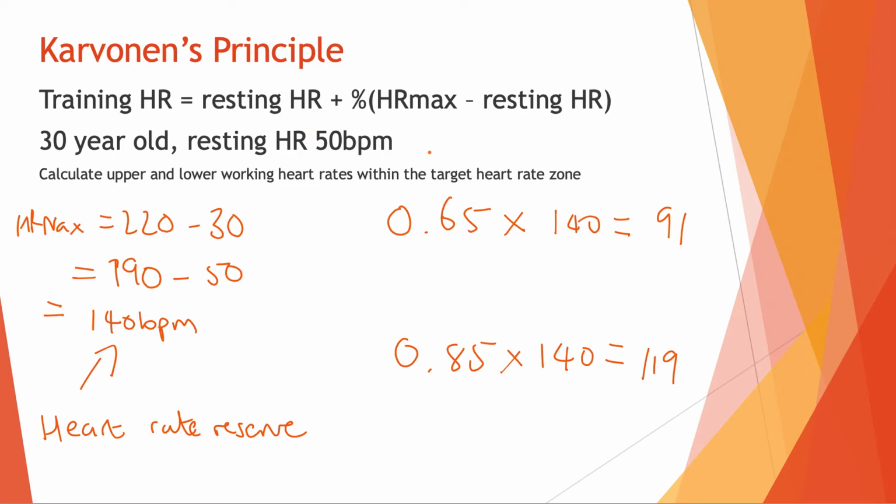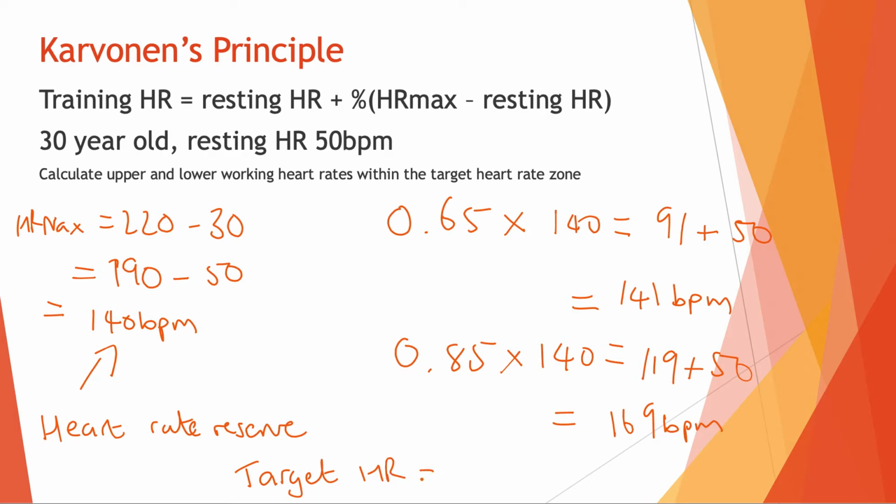Then we need to add on our resting heart rate. So we add the resting heart rate, which is 50. And that gives us 141 beats per minute and 169 beats per minute. So this 30-year-old who has a resting heart rate of 50 beats per minute, wanting to work within the target heart rate zone, would therefore need to stay between 141 and 169 beats per minute during this session if they're using Karvonen's method.